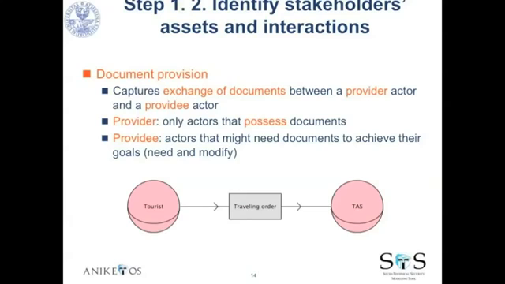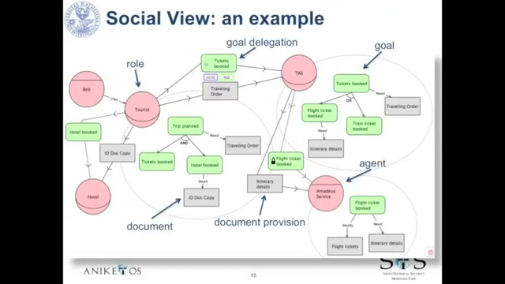So to give you an idea of how a model in the social view would look like, considering our given example, I've modeled here the social view for the travel planning scenario, in which we have the tourist wanted to plan a trip, and for this he has to book the tickets and book the hotel. And in order to book the tickets, he delegates. So we have a goal delegation from the tourist to TAS for tickets booked, and we have another delegation from the tourist to the hotel for booking the hotel.